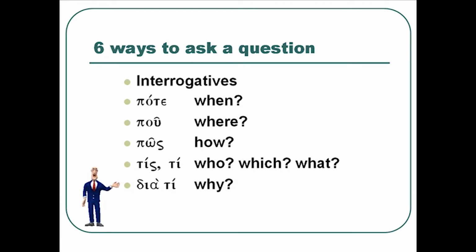If you want to ask why, you say dia ti. Or sometimes you can just use ti flat out for why. So these are 6 ways to ask questions, and you'll notice that the question is marked by what looks like a semicolon in English, which is the Greek question mark.